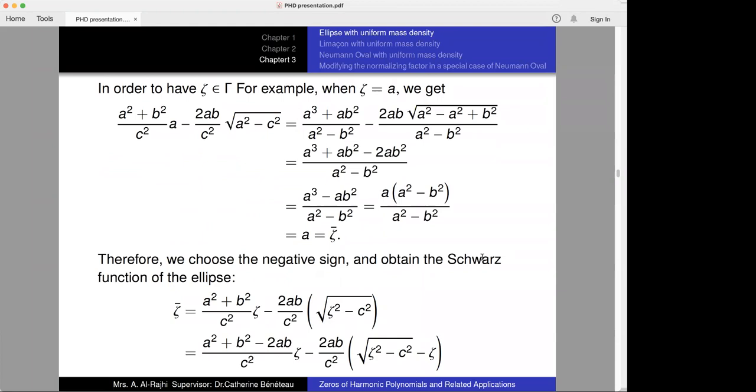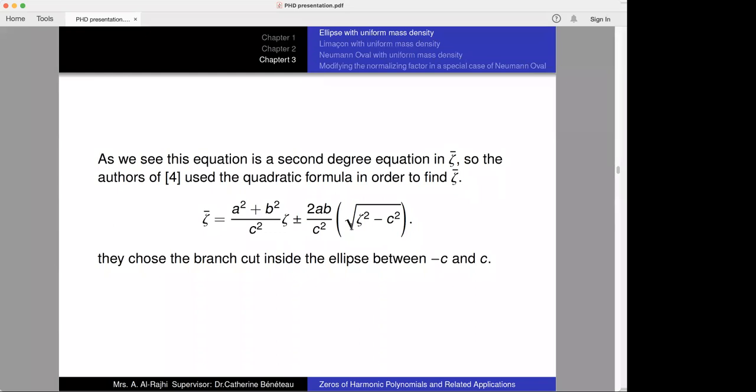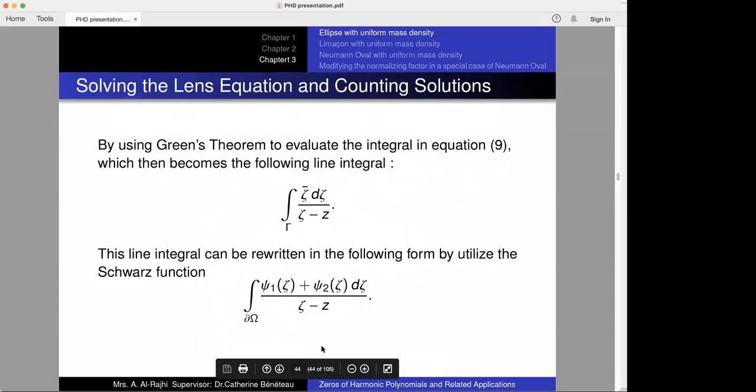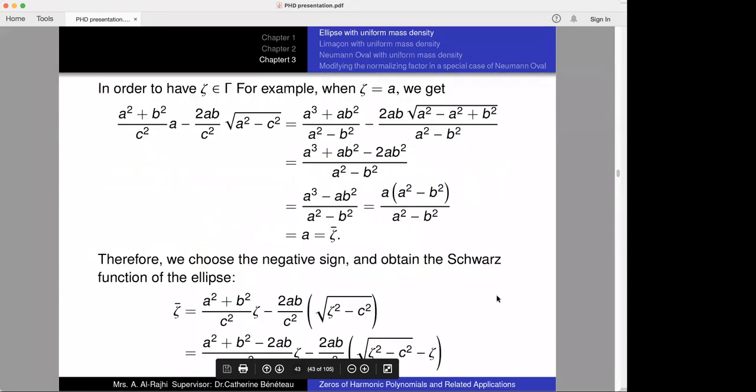Now, we have to choose zeta to be in gamma. For this reason, we choose zeta on gamma, and we substitute in this equation just to make sure which sign we are going to get, the positive or the negative. As we've seen, by choosing the negative sign, we get zeta bar on gamma. So we will have the Schwarz function written in this formula. And as we explained before, the zeta bar will be replaced by the Schwarz function, as you see here.